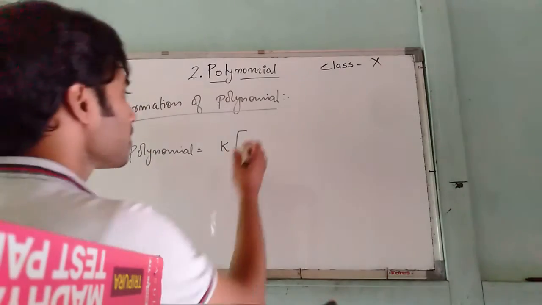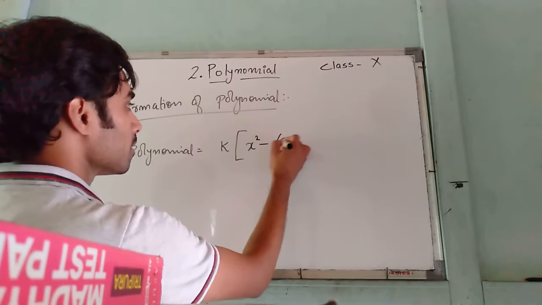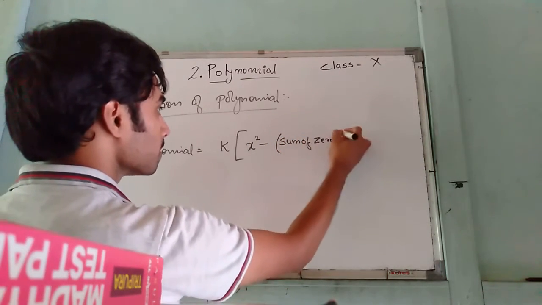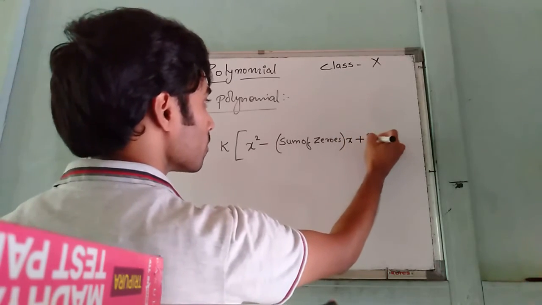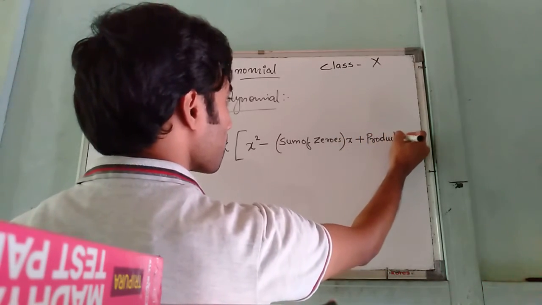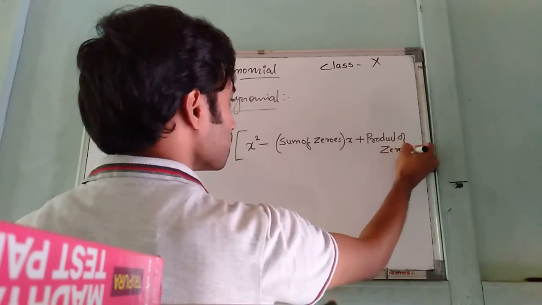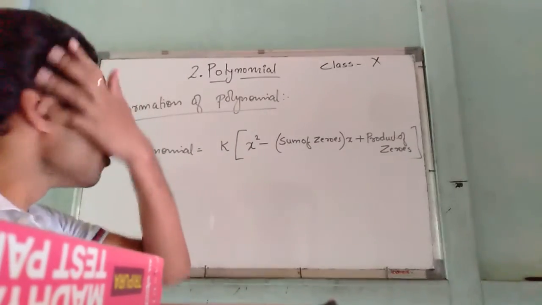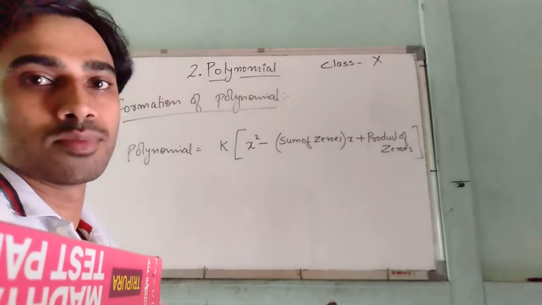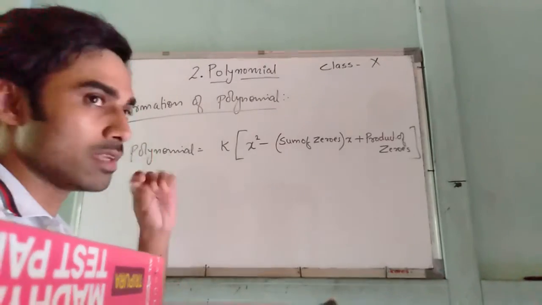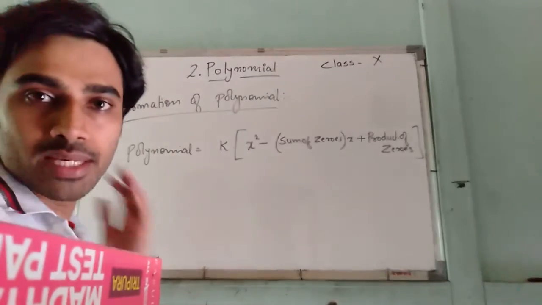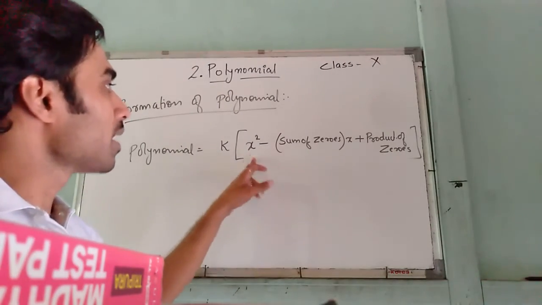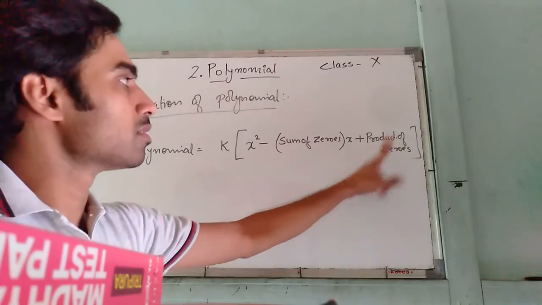Polynomial is equal to k x square minus sum of zeros x plus product of zeros. So this is the formula. For forming a polynomial, we should know the value of the sum of zeros and the product of zeros, then only it is possible, otherwise we have to find them out. We will solve some questions based on these formulas later on in the next videos maybe. Polynomial is equal to k x square minus sum of zeros x plus product of zeros.